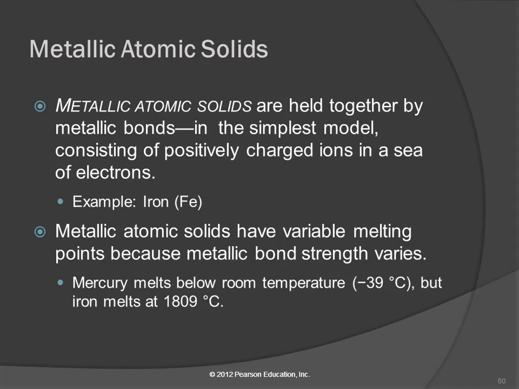Metallic atomic solids are held together by metallic bonds. Metallic bonds are kind of hard to understand, and so we're just going to give you a hint about them and then not worry about it too much. The simplest model talks about positively charged ions in a sea of electrons. Iron is an example, and these metallic atomic solids, like I said, have variable melting points. Mercury melts at minus 39, but iron melts at 1809. So the melting points are kind of all over the place.